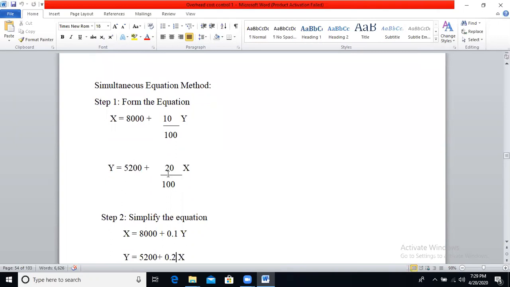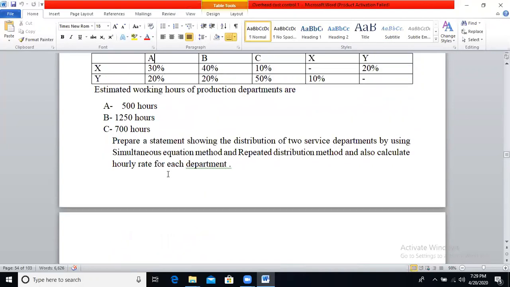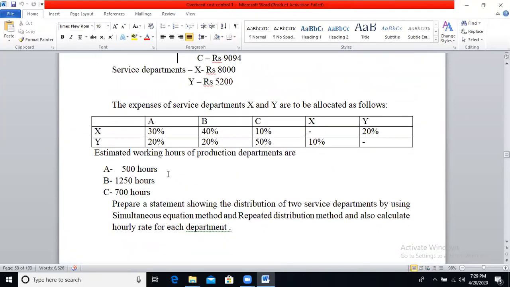The first step is formation of equations. How to form the equation? See the percentage and see the value of Department X. So the total value of Department X will be 8,000. So first form the first equation. X is equal to 8,000 plus, see the X column. X will be reapportioned to the Y department at 10%, and Y will be reapportioned to the X department at 20%.